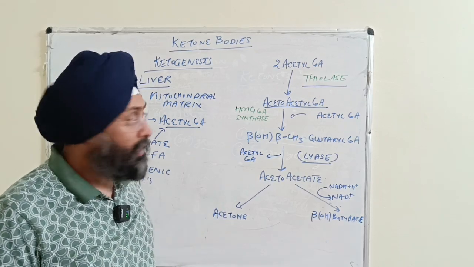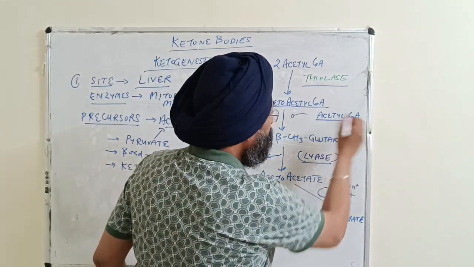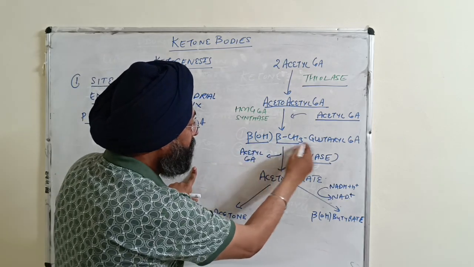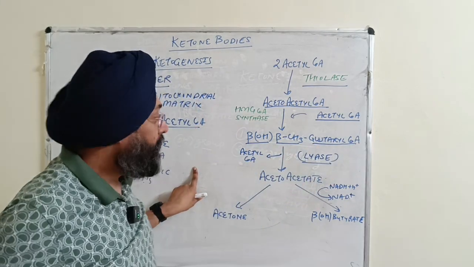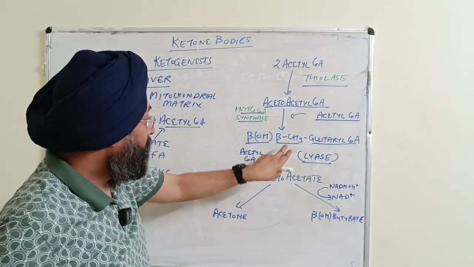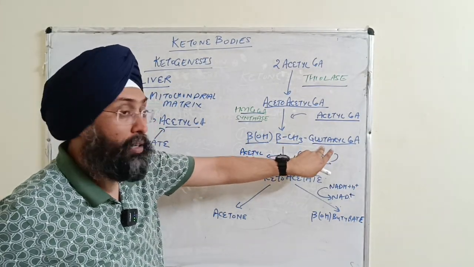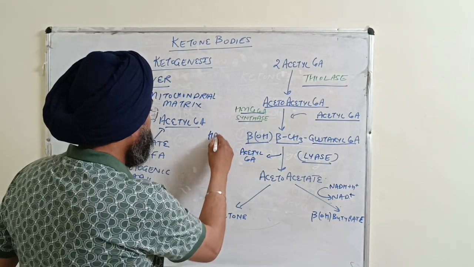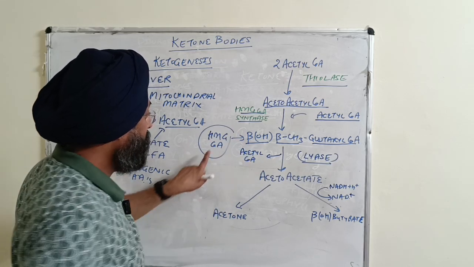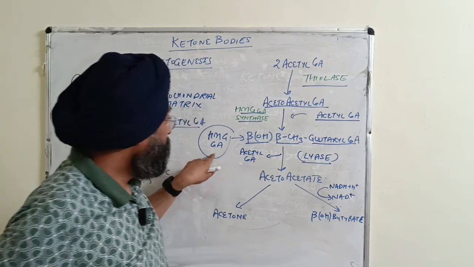In the next step, we'll use another molecule of acetyl CoA, and we'll get beta methyl glutaryl CoA. The enzyme is HMG CoA synthase. This beta methyl glutaryl CoA is also known as HMG CoA. Now we got HMG CoA.